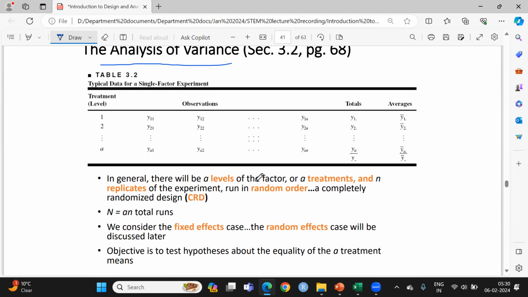In design and analysis of experiments, we have another name for it, that is called completely randomized design. So CRD, completely randomized design, or analysis of variance, they are equivalent in DOE, design and analysis of experiments, right? So we can see that treatment levels are shown here. This is a generalized method. Observations are there, totals are there, and averages are there.